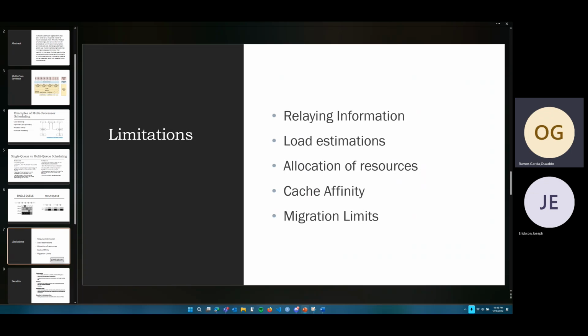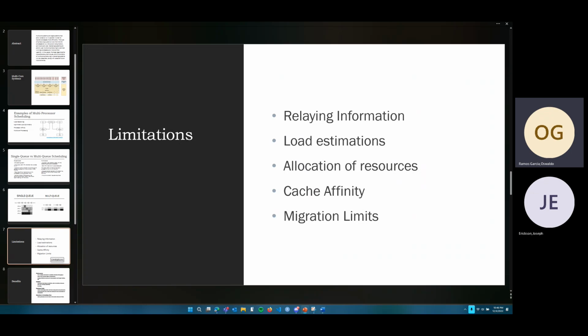Load estimation is when an estimate on how much work a core has to do is not accurate, and therefore it gets sent to the wrong core, and it could make the timing longer.